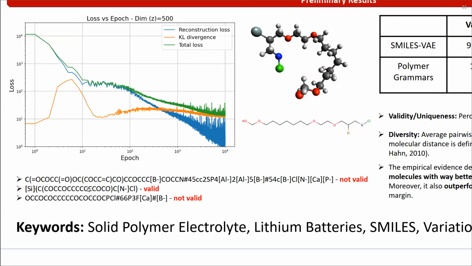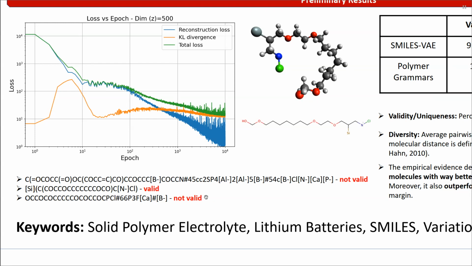And here we have some examples of the output. As we see here, not all the output is valid. For example, the first and the third one are not valid, while the second one is valid. And this polymer is represented here in 3D and here in 2D. The main limitation of this variational autoencoder is that it produces some valid and some non-valid polymers.